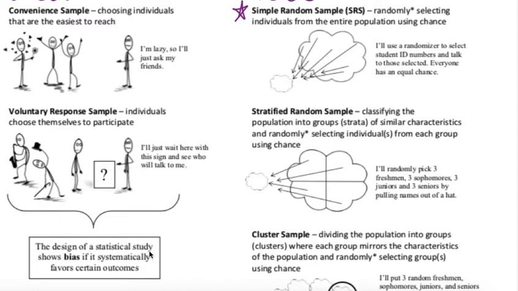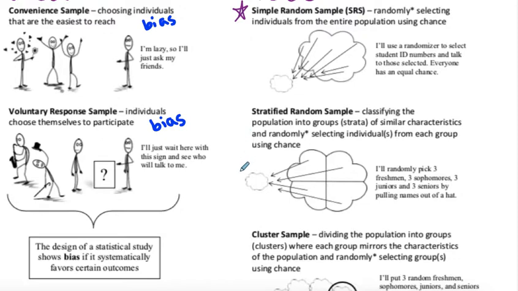The design of a statistical study shows bias if it systematically favors one way or the other, so favors certain outcomes. These two can favor certain outcomes, which is why we say these include bias. So we don't use these when we're trying to do a reliable study. I'm not saying that people don't choose to use those. It's just not very reliable as far as data that could be replicated later.